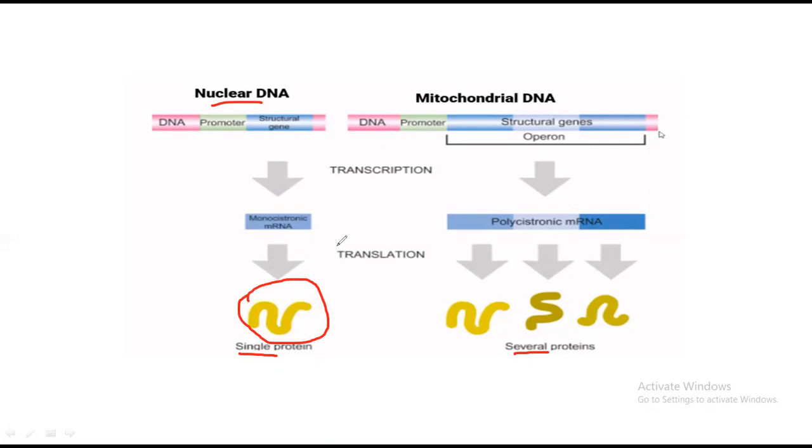Mono means one. Okay, but in mitochondrial DNA, when messenger RNA is produced, this messenger RNA at a time can code for several proteins. So these are known as polycistronic, and this is also the same in bacteria, in the prokaryotes. So as you will now know, first of all this mitochondria was a prokaryote, because different features of the prokaryotes are the same as the mitochondria. So these were the differences between the nuclear DNA and the mitochondrial DNA.